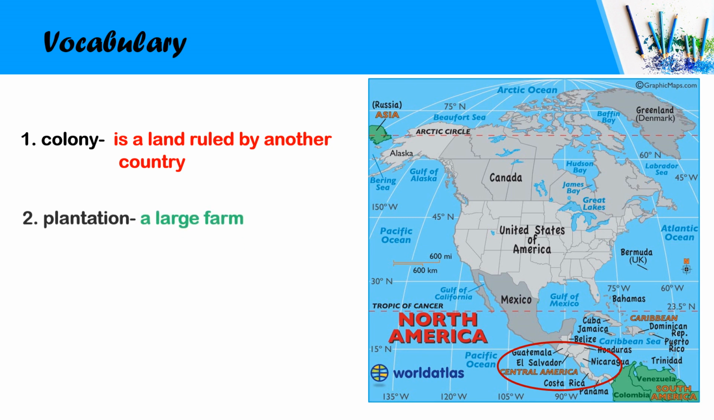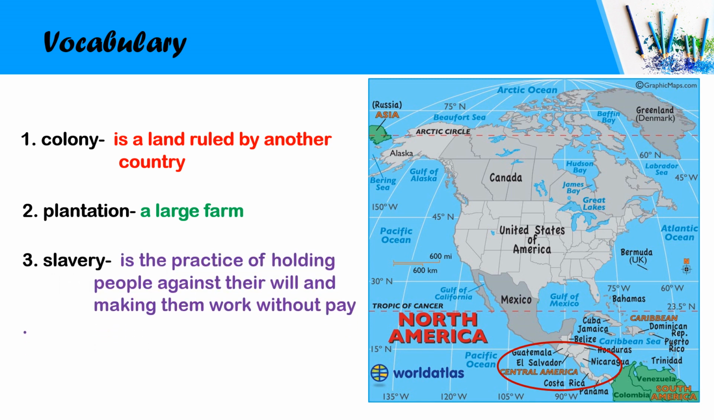Okay, number 2, we have plantation, which means a large farm. It is a large farm dedicated to planting a few crops on a large scale. Number 3, we have slavery. It is the practice of holding people against their will and making them work without pay. Slaves, grade 5, don't have their freedom to make decisions about their work because they are bought and sold like property.